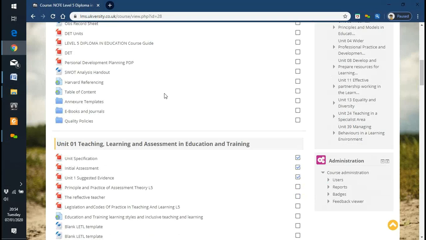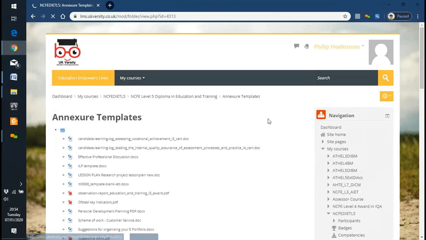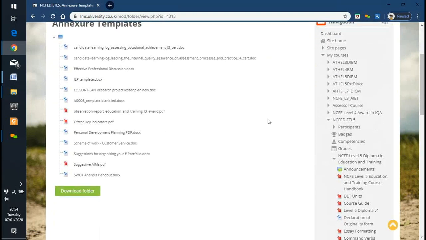I should have a copy of this on mine, surely. Yeah, all these you can access on here. Okay. So we've got lesson plans, template for learning observation, observation report, education and training, level 3 award. That's not the right one. Scheme of work on there. A document if you've not got any. Let's have a look at.